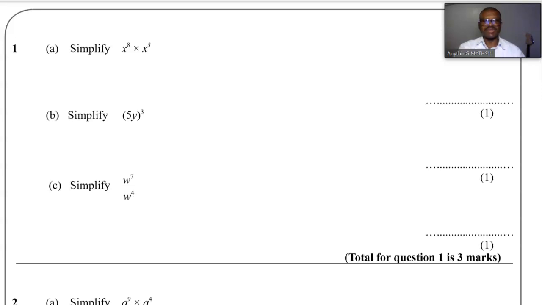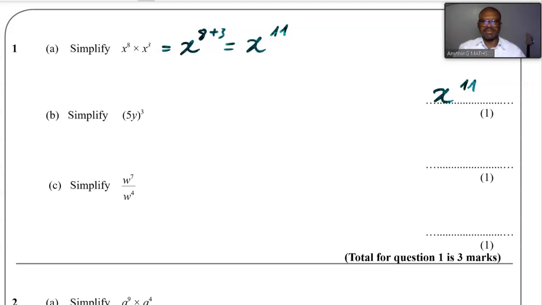Let's solve question number 1. Simplify. We can see that they all have the same base x. So we're going to add the powers. So x raised to the power 8 plus 3 is going to be x raised to the power 11. You can write your answer here if it is exams, but I'm not going to write the answer in that column because it's going to waste time.